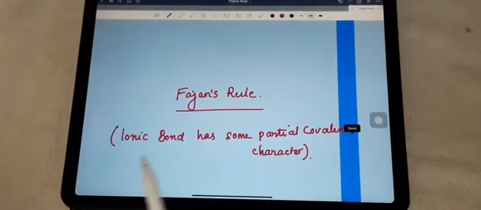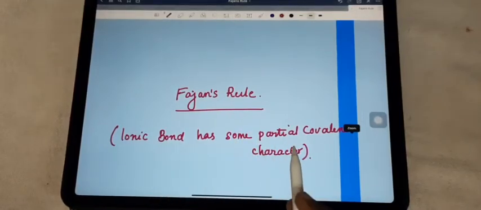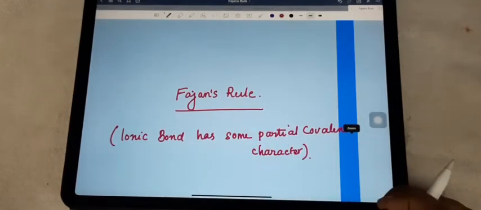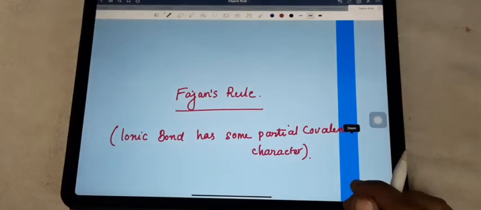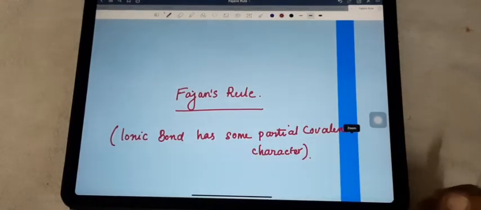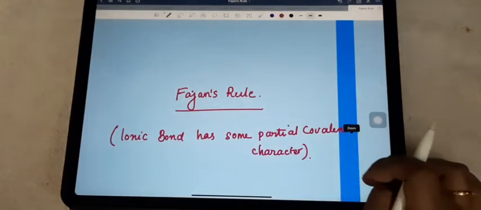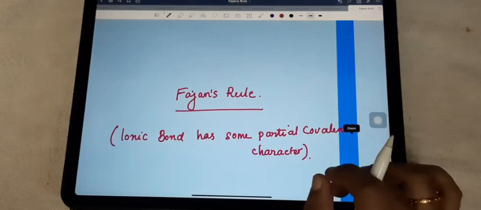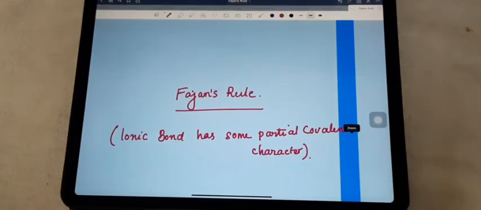In the last video, I explained that the covalent bond has some partial ionic character. In this video, I am going to present that the ionic bond also has some partial covalent character. With the help of one rule, we can explain this: it is Fajans' rule. There are mainly three postulates included in this rule. Each one we can see now.